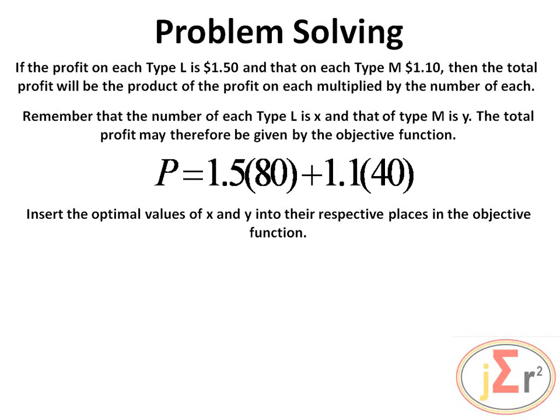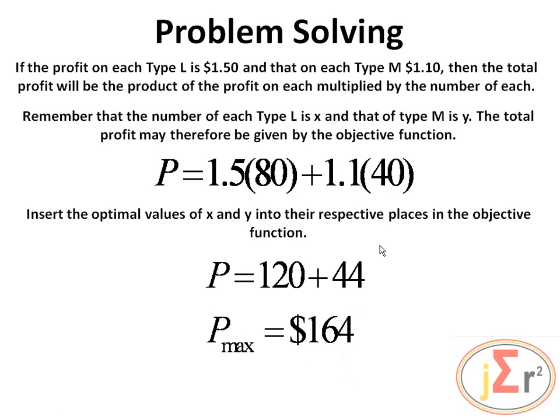80 for the number of type L and 40 for the number of type M, and of course 1.5 of 80, half of 80 is 40, so let us add 40 to 80, we get 120. And of course we have 1.1 multiplied by 40, that is going to be 44. So 120 plus 44, and that is equal to $164, and that represents our maximum profit.